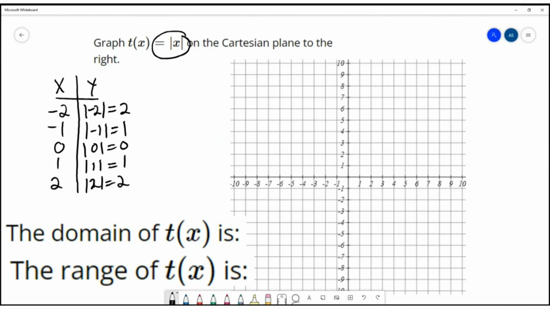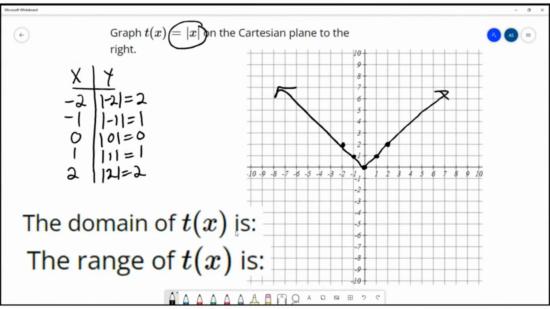This gives me a set of ordered pairs. I have -2, 2, -1, 1, 0, 0, 1, 1, and 2, 2. So this tells me the shape of the graph, and that's a V-shaped graph. So this is the graph of my absolute value function.